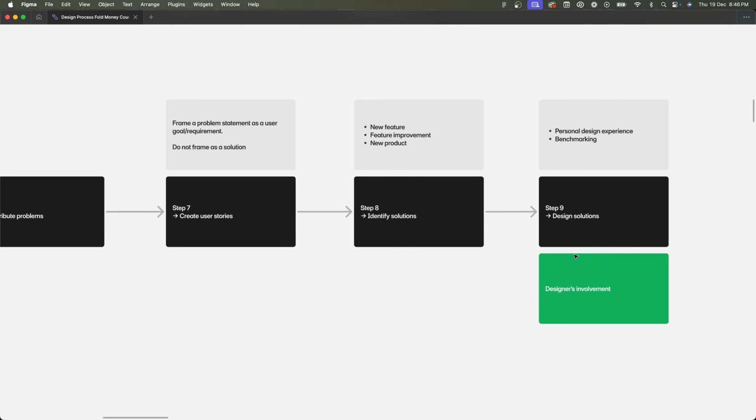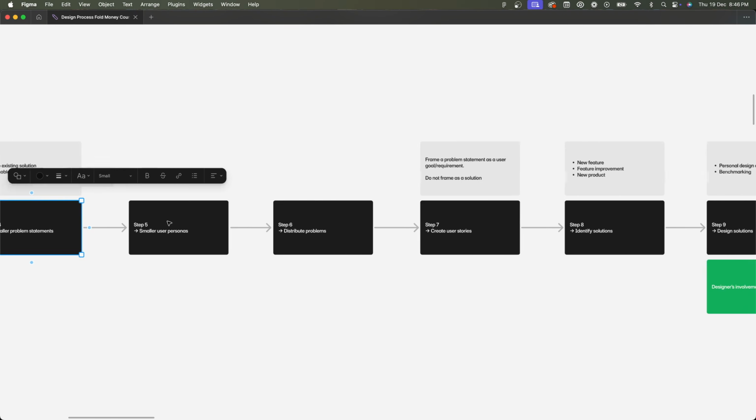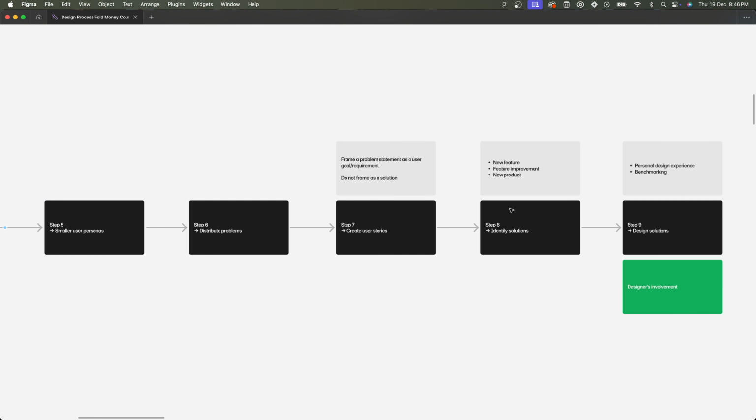So just because a designer is involved in the last step, which is designing solutions, doesn't mean the designer is not going to do the rest. They're going to go back all the way to where they should go, and then they would start designing. And this is how pretty much it's done in all the companies by seasoned designers.